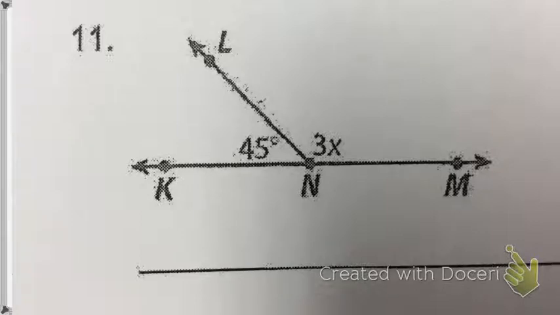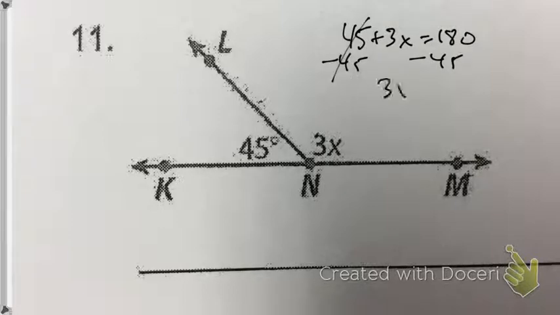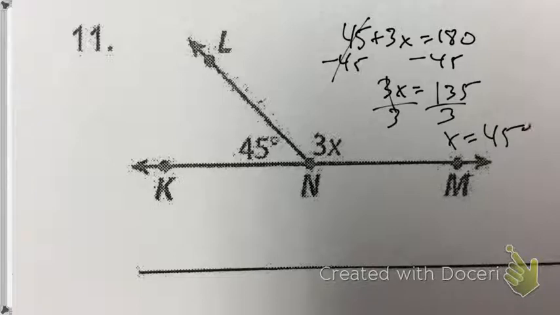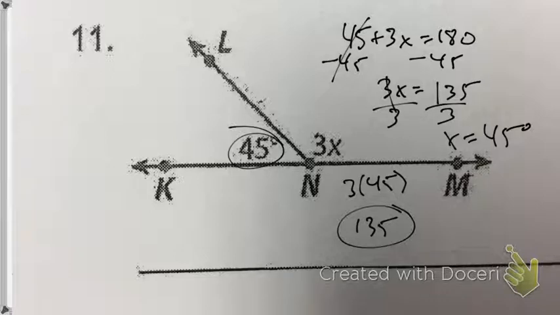Last one. What do I know is true about these two angles? They're supplementary because they make that straight angle, which means 45 plus 3x needs to equal 180. Aren't they perpendicular? They are not perpendicular. Perpendicular angles intersect each other at right angles. So x is 45. What's 3 times 45? 120 plus 15, 135. And 135 and 45 make 180. Yeah, we did it.